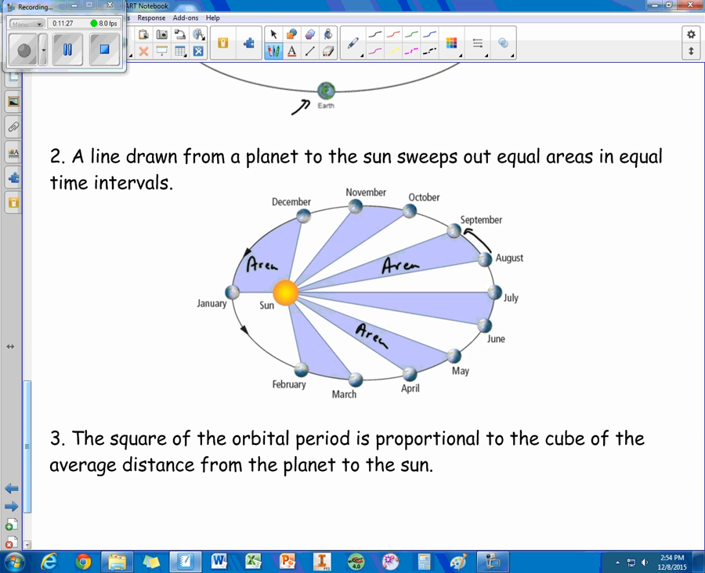So if we were to go through and calculate those areas, which we'd have to use calculus to do because it's a curve, we would find that the areas for all of those time intervals are the same. And that is Kepler's second law.